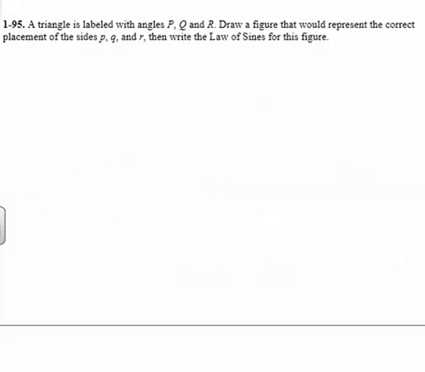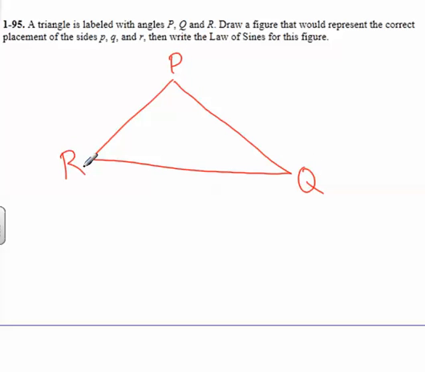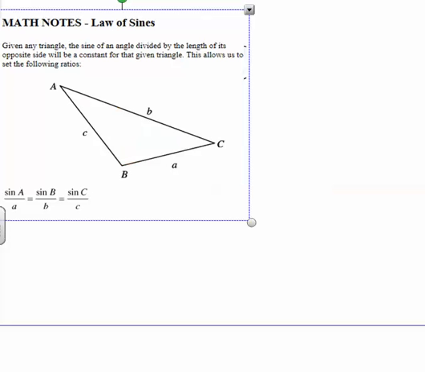Okay, next. Okay, so 95. A triangle is labeled with angles P, Q, and R. Draw a figure that would represent the correct placement of the sides. So if this is angle P, and this is angle Q, and this is angle R, this is just to clarify the placement of the letters, then we must put small p across, and small q across, and small r across, and those are the labels of the sides.